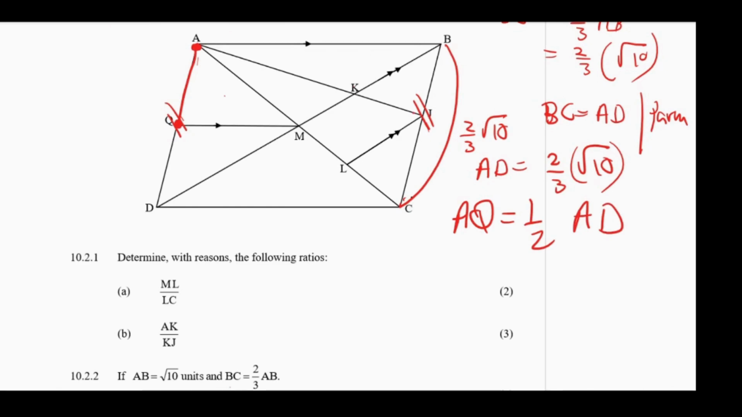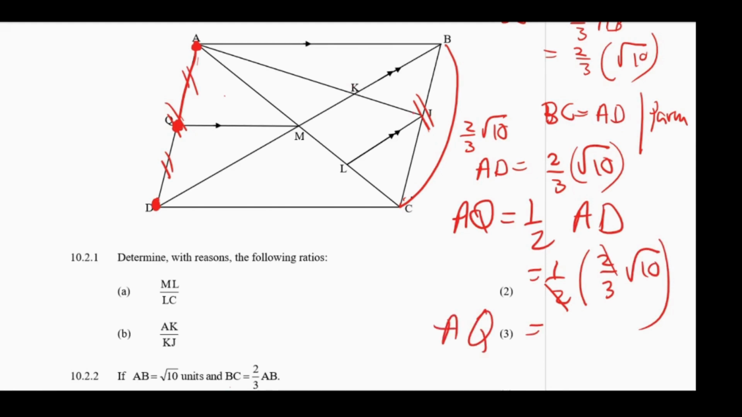Remember that this is a parallelogram, and from here to here it's equal to from here to there, right? So these are equal, right? So half of AD. So what is AD? Half of AD, it's 2 over 3 root of 10, right? So this 2 goes away. Then AQ is equal to root of 10 over 3 units. Alright, so this is the solution for AQ.